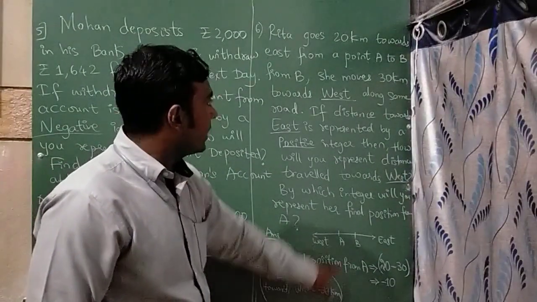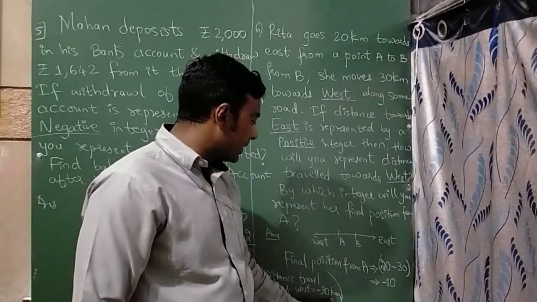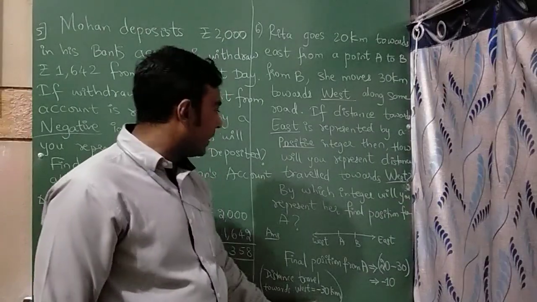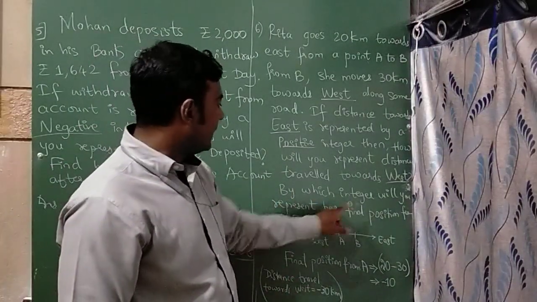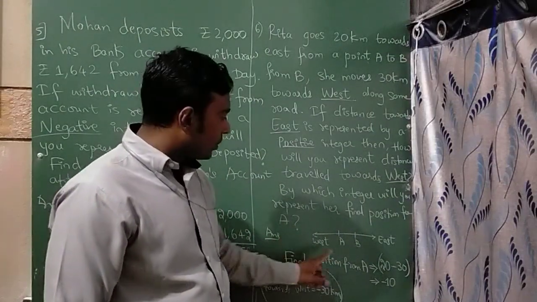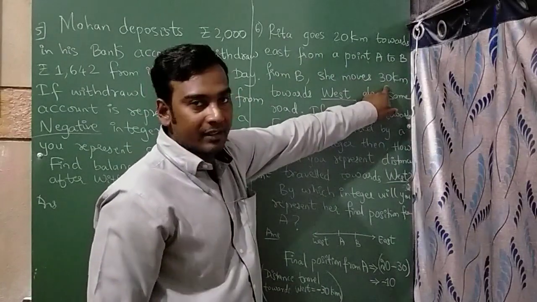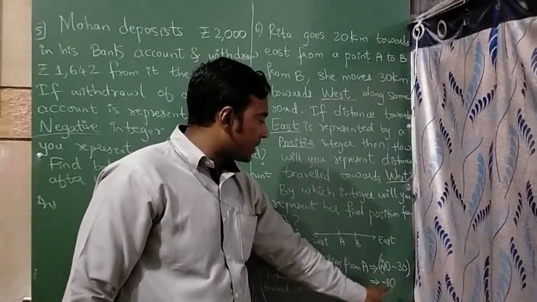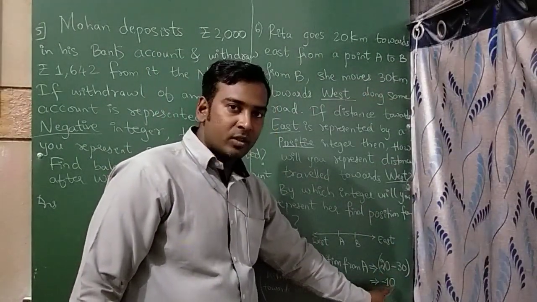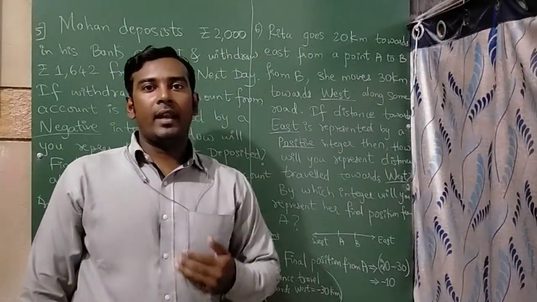So how this 30 kilometer has come? She moves 30 kilometers towards the west. So 30 kilometers is written in the negative sign. Now they are asking by which integer will you represent her final position from the A. So find 20 minus 30. This is 20 kilometers and this is 30 kilometers. So if we subtract, we get minus 10. So this is the final answer, right? So let's move on to the next question.